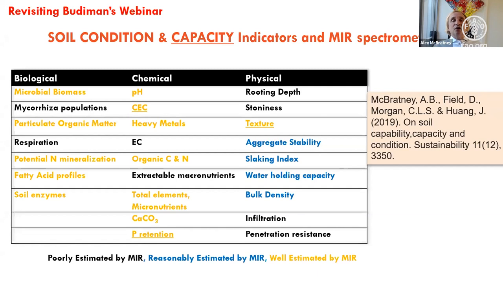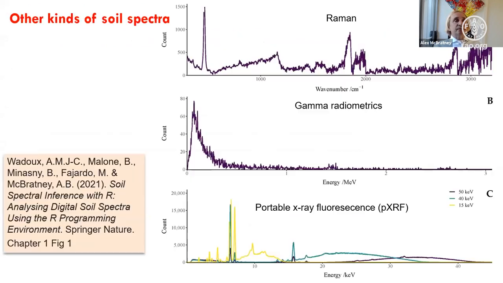Those that depend on the arrangement of those solid materials, and solid and gas and liquid materials, like the aggregate stability and so on, are not so well predicted. And those things which are dependent on the soil solution are really not that well predicted. So I think we can understand all of that.